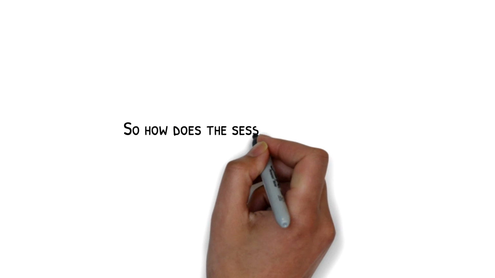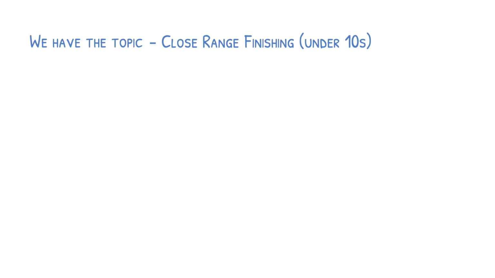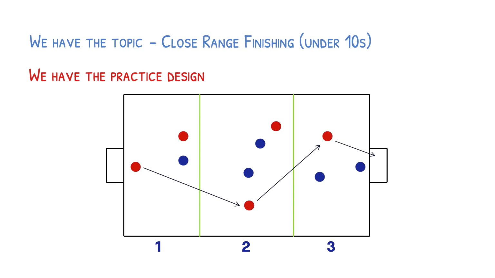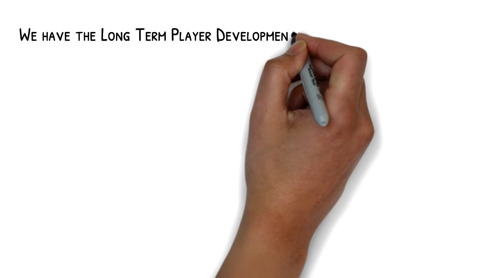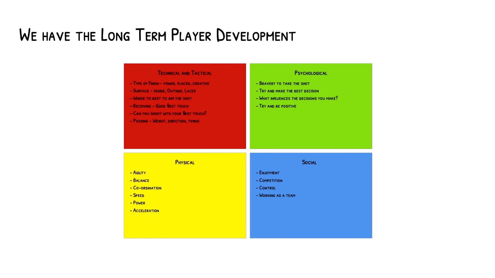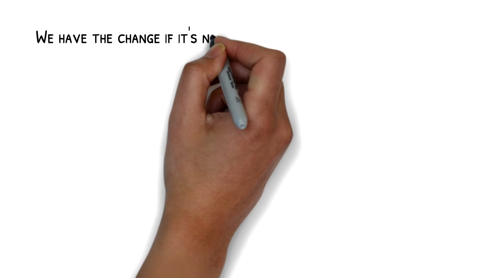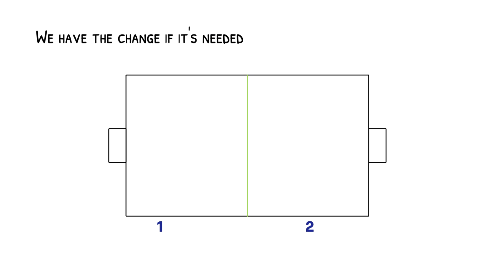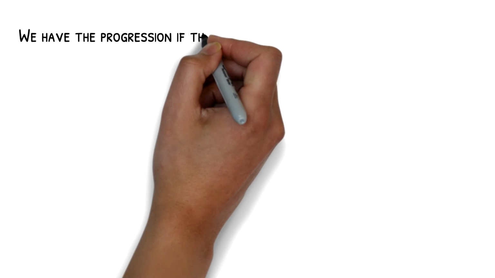So how does the session look so far? We have the topic, close range finishing. We have the practice design. We have the long-term player development. We have the change if it's needed. We have the progression if the players are ready.